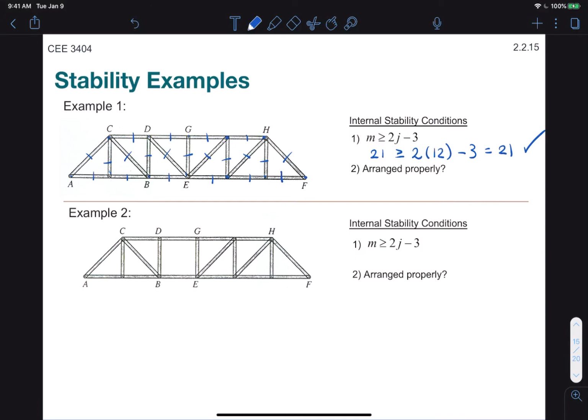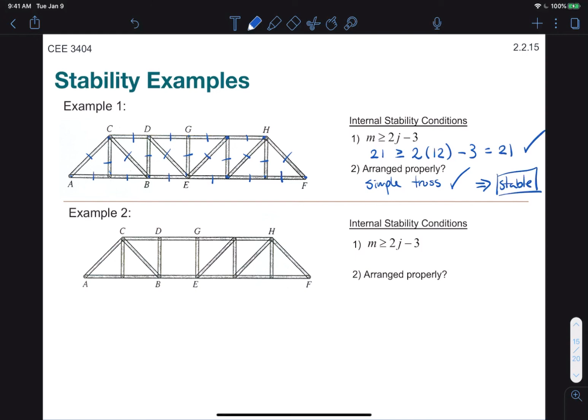We must check to see if the structure is arranged properly. As we can see, it's built entirely off of triangles, which is a good indication that this is indeed a simple truss. And therefore, we fulfill that criteria as well. Every simple truss is indeed arranged properly, and so this is stable.